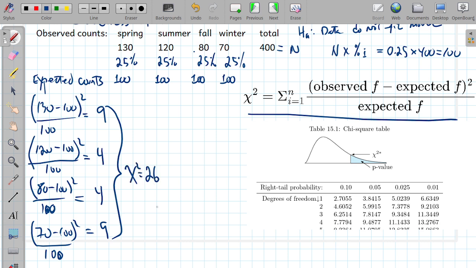And that's a huge value. What are the degrees of freedom? Degrees of freedom are the number of categories, so spring, summer, fall, winter, minus 1. So we have, and it doesn't matter which 3 we choose, but there's our 3 degrees of freedom.